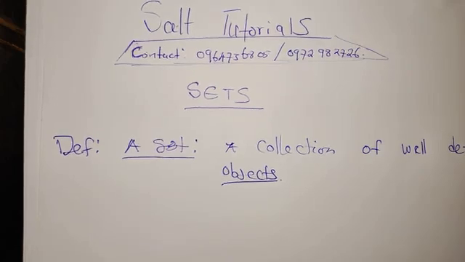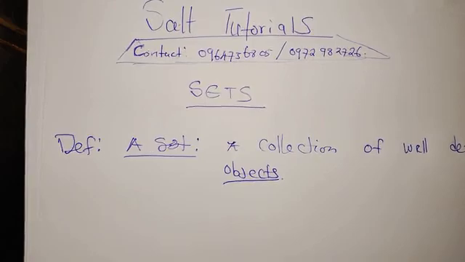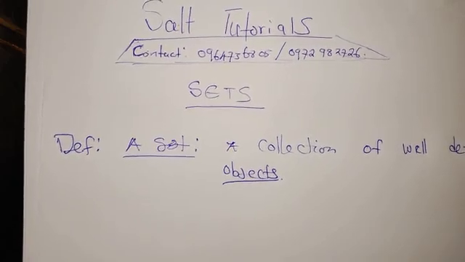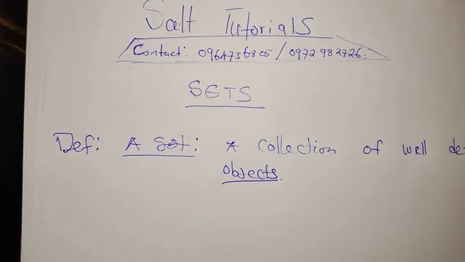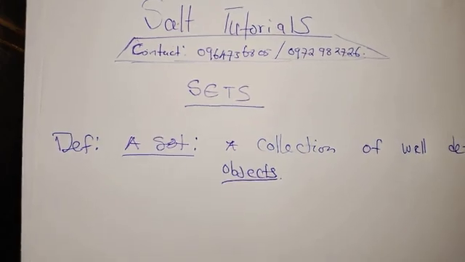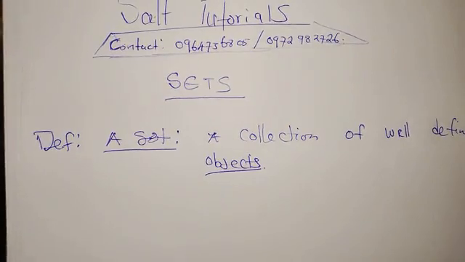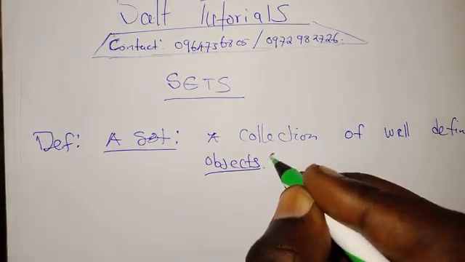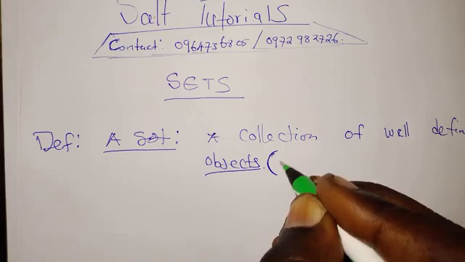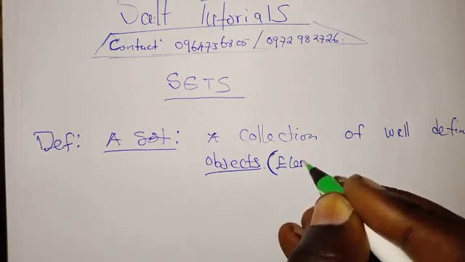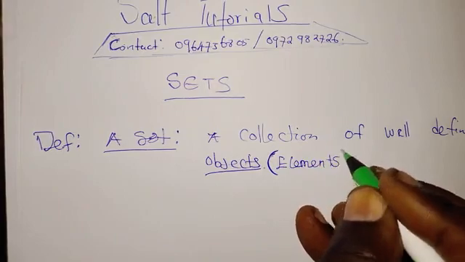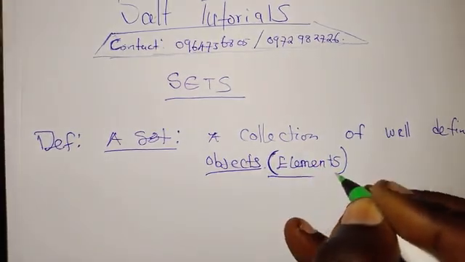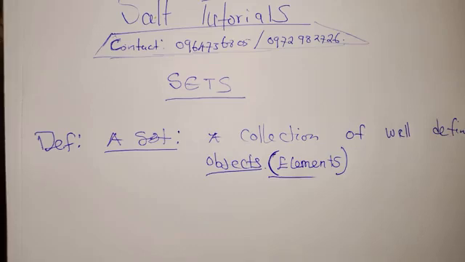So basically, when it comes to sets, we're supposed to look at the concept of collecting something which is well defined in it. So you cannot just simply call anything a set unless what you're trying to collect inside it is something which is well defined. In this context, these objects mathematically, we are calling elements. So the objects which are well defined in this case are simply called elements.